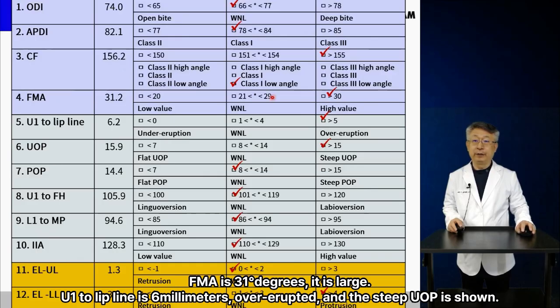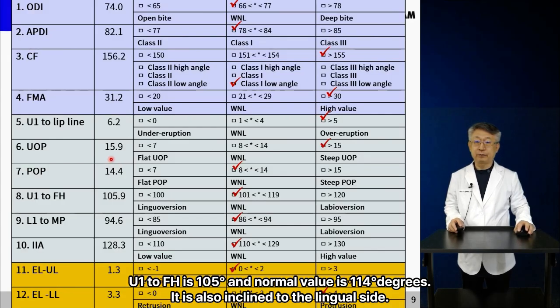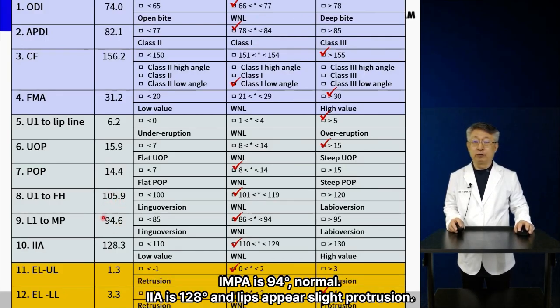FMA is 31 degrees. It is large. U1 to lip line is 6 mm, over-erupted, and the steep UOP is shown. U1 to FH is 105 and normal value is 114 degrees. It is also inclined to the lingual side. MPA is 94, normal. IIA is 128 and lips appear slight protrusion.